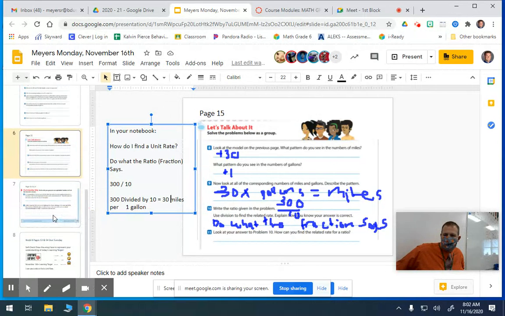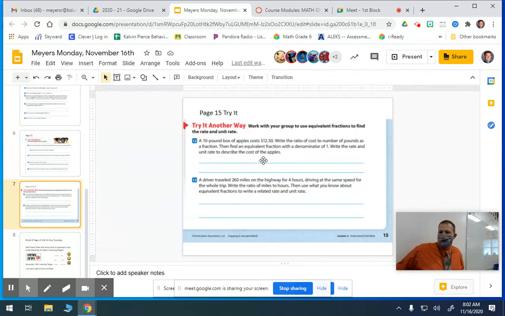All right, what's left? We got to almost be done for the day. Hey, there's 2 try problems, so let's get these try problems done. A 10-pound box of apples costs $12.50. Write the ratio of the cost to the number of pounds as a fraction. Then find the equivalent fraction with a denominator of 1. What is the rate and the unit rate to describe it? And secondly, a driver traveled 260 miles on the highway for 4 hours, driving the same speed for the whole trip. Write the ratio of miles per hour. Then use what you know about equivalent fractions to find the related rate and unit rate.